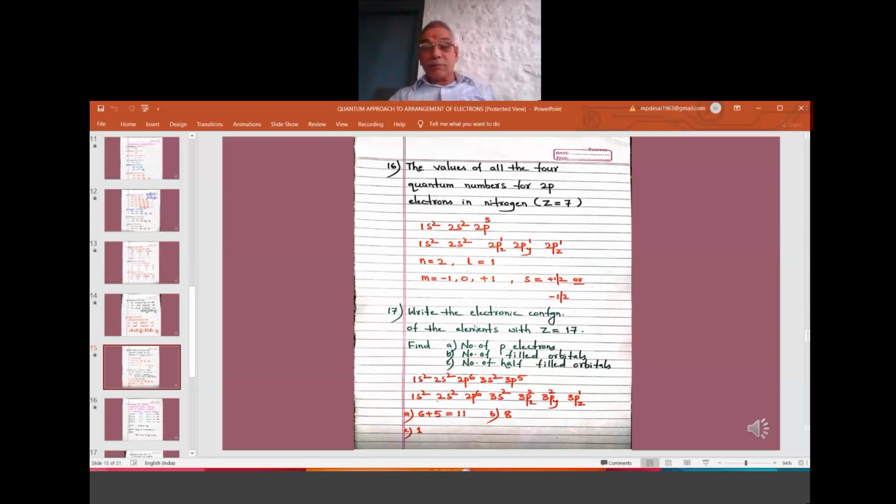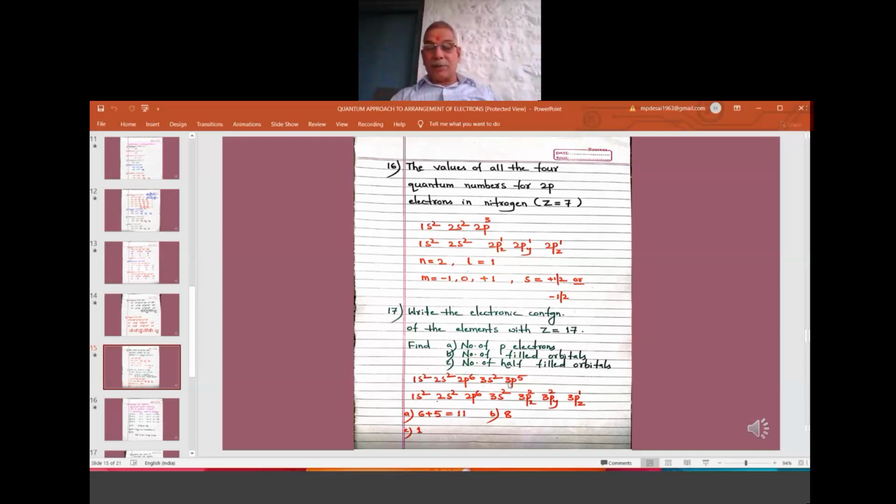Now, one more question. Write the electronic configuration of the element with atomic number Z equal to 17. After writing, find the number of p electrons, the number of filled orbitals, and the number of half-filled orbitals. Atomic number is 17. So using the above principle, I have written 1s2, 2s2, 2p6, 3s2, 3p5.